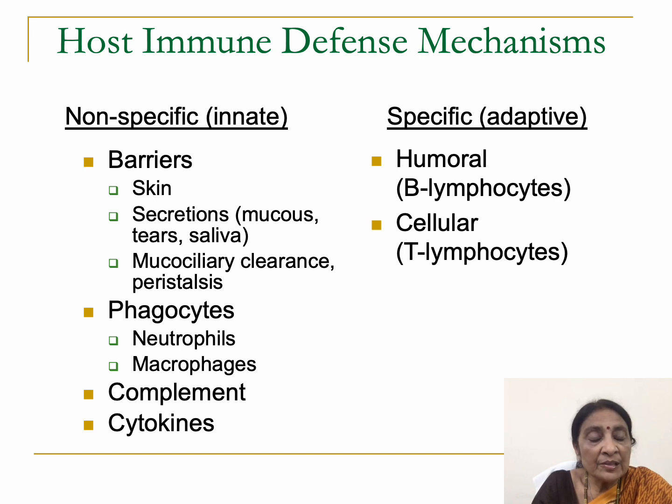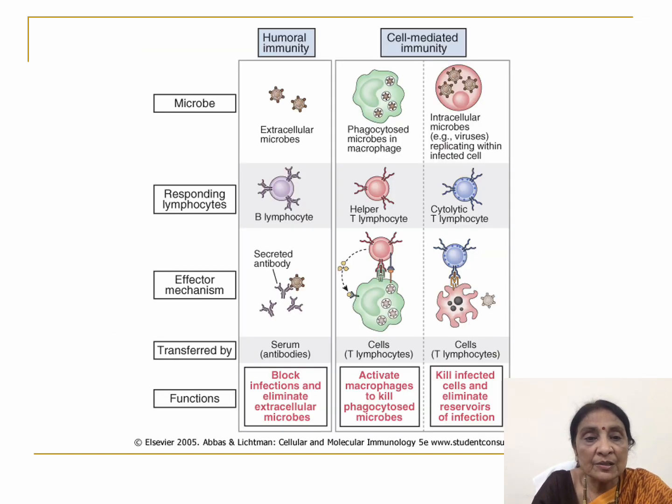Then there are phagocytes, which could be neutrophils and macrophages, complements and cytokines. There are specific adaptive humoral B immunity through B lymphocytes and cellular through the T lymphocytes.